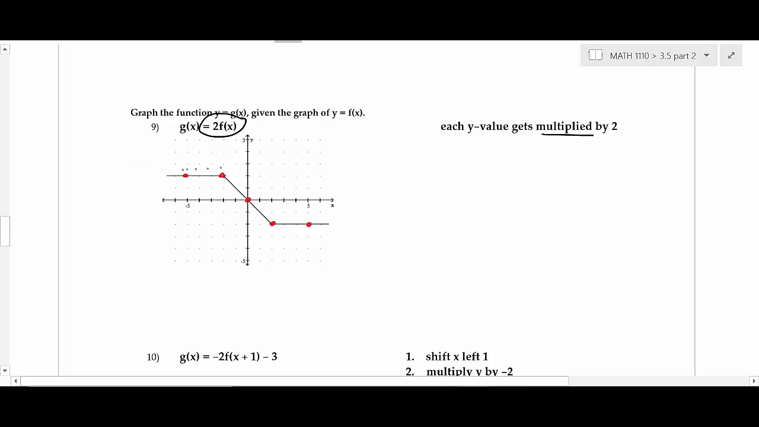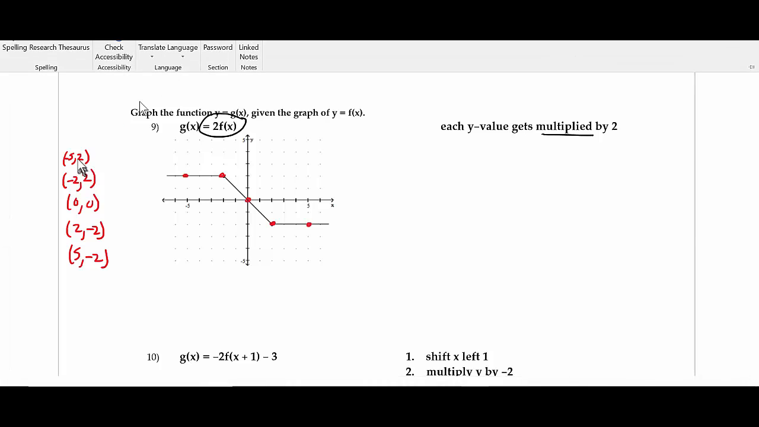So I'm just going to write these points out. This first point over here is the point -5, 2. This point here is the point -2, 2. And then you have a point 0, 0. Then you have a point 2, -2. And then finally you have a point 5, -2 like that. Well, what's going to happen to the y values on this problem?